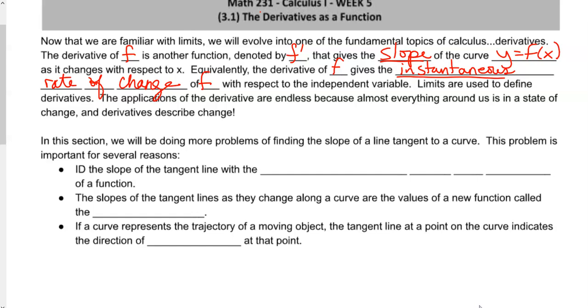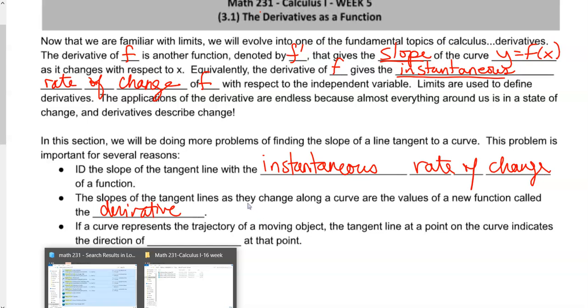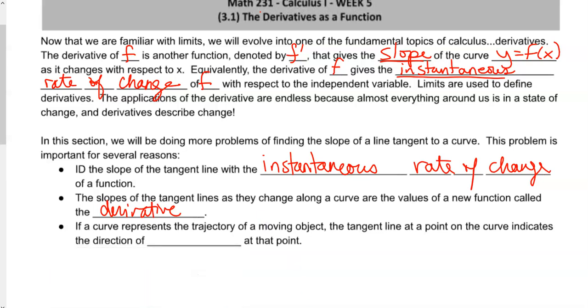So in this section, we will be doing more problems of finding the slope of a tangent line, and this problem is important for several reasons. We're going to identify the slope of the tangent line with the instantaneous rate of change. The slopes of the tangent lines, as they change along a curve, are values of a new function which we're going to call a derivative. And if a curve represents the trajectory of a moving object, the tangent line at a point on the curve indicates the direction of motion at that point.